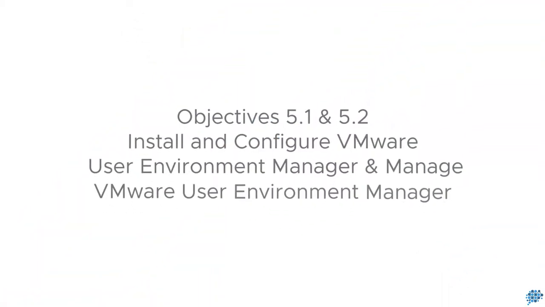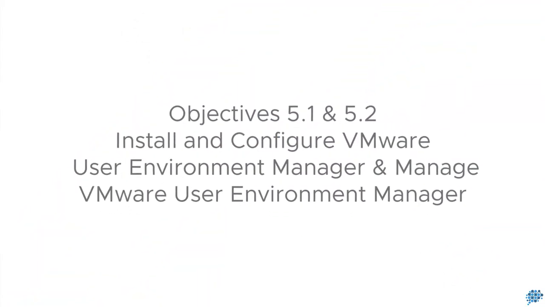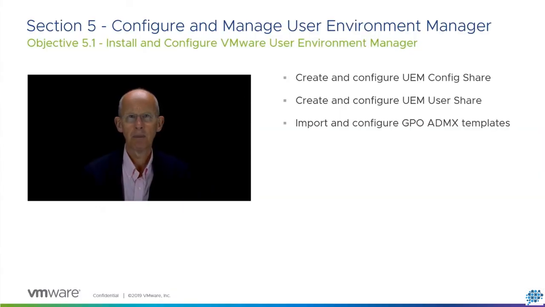In this video, we're going to look at the objectives from Section 5 of the Professional Horizon 7.7 examination 2019. And Section 5 is all about configuring and using the User Environment Manager. Now, there's a couple of things that I always try to remember about the User Environment Manager that helps me when I'm trying to answer questions on that subject.